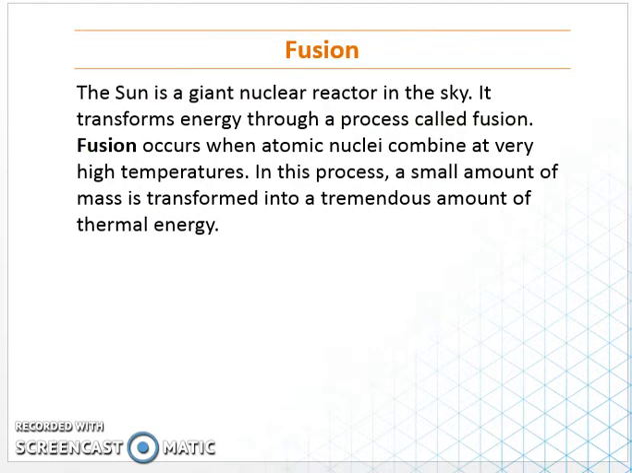The sun is a giant nuclear reactor in the sky. You see it every day. It transforms energy through a process called fusion. Fusion occurs when atomic nuclei combine at very high temperatures. In this process, a small amount of mass is transformed into a tremendous amount of thermal energy.